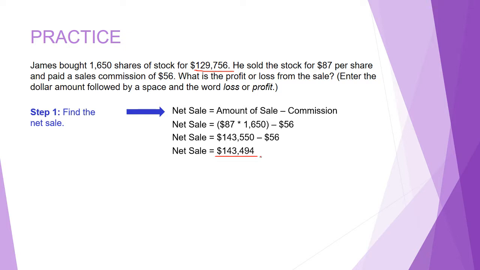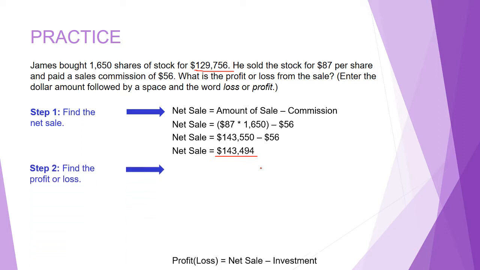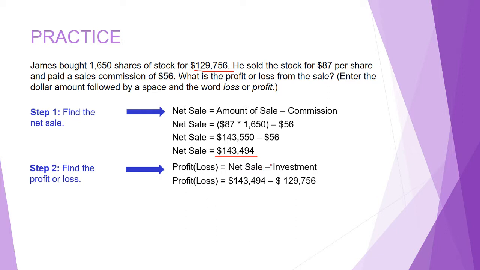good profit. How much exactly? That's what we're going to find out using the formula net sale minus investment. It's 143,494 minus 129,756. There's a profit of $13,738. That is pretty cool.